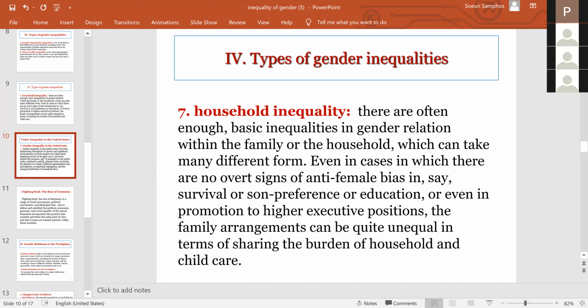Yes, and I want to explain household inequality. Household inequality is a disparity in the quality of housing in the society.